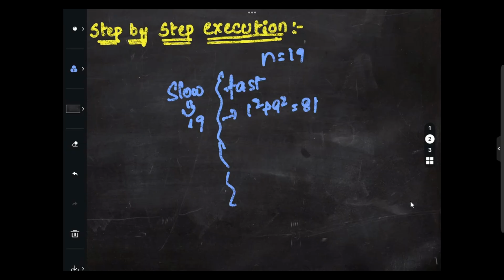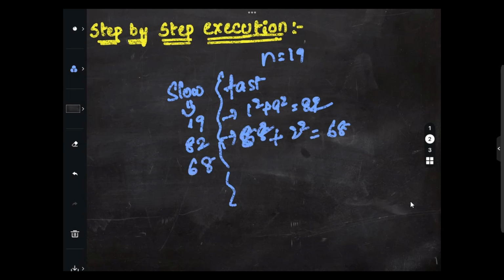For n equals 19, we got 81, and then 82, sorry. Next we carry on with the same thing. This will be 82, which leads to 68, that is 8 square plus 2 square. Next we consider slow as 68, and fast will be 100, because 6 square plus 8 square leads to 100, so we consider 100 here.